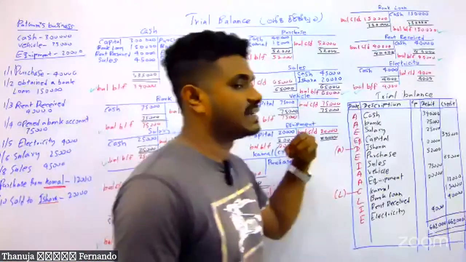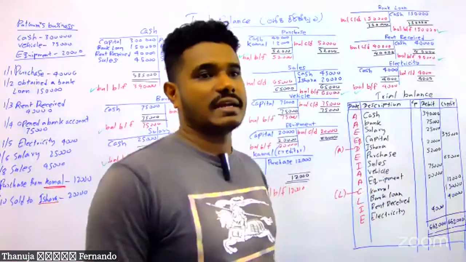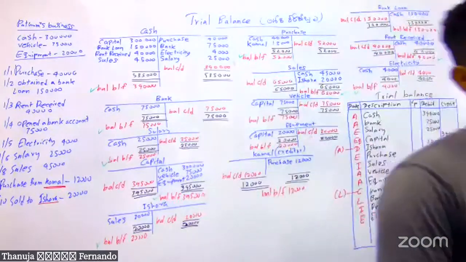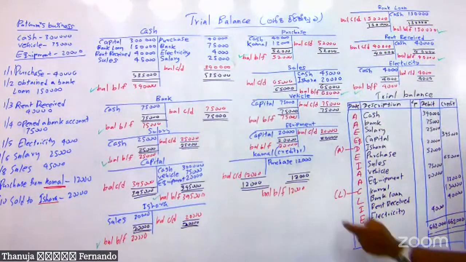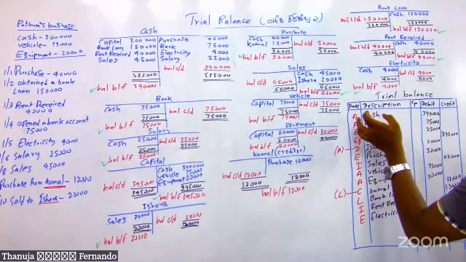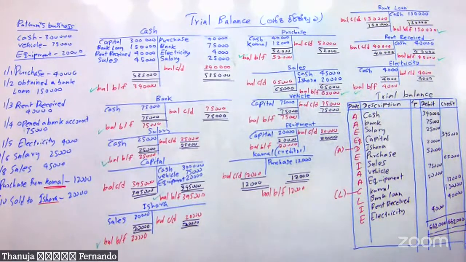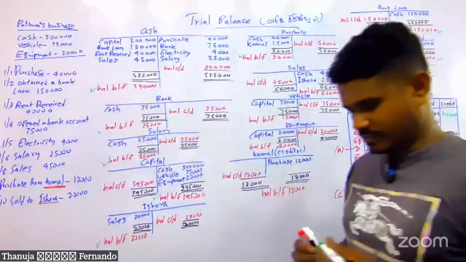Then they will tell you to adjust the trial balance, recorrect the trial balance. In that scenario, they will give you a trial balance like this, and sometimes they will record the cash account in the credit side, and sometimes the sales account in the debit side, bank loan account in the debit side. They will change the sides and give it to you, right?